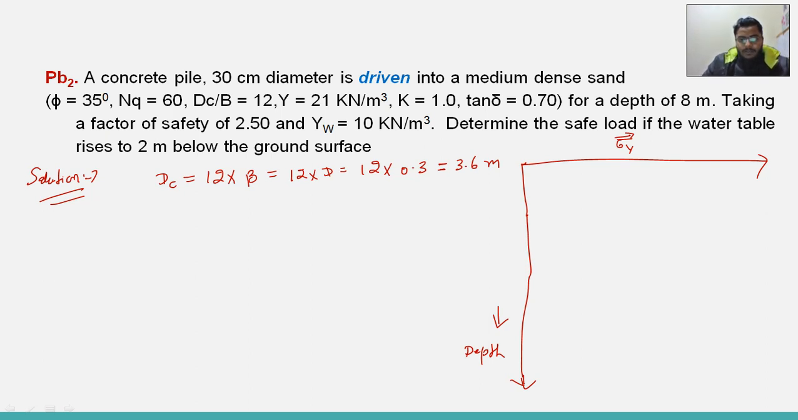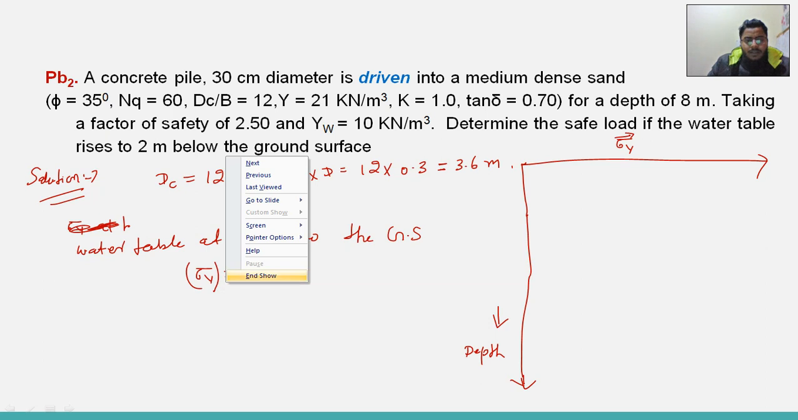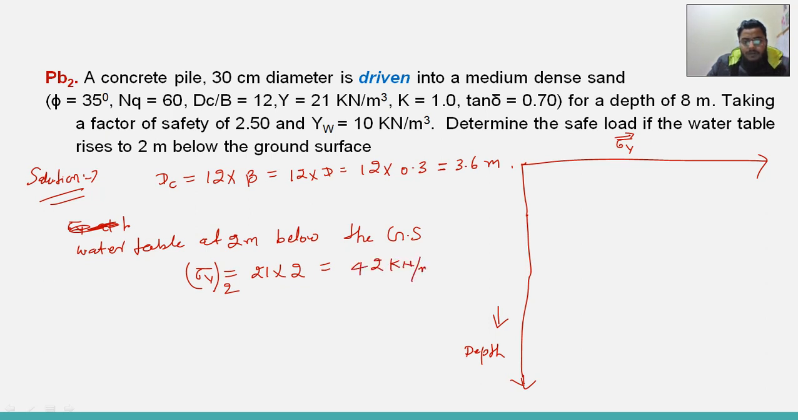Okay, so DC we got, suppose somewhere DC there. So we will calculate, up to the depth of DC, what will be the vertical pressure. First we will calculate up to the water table, 2 meter below the ground surface, what will be the vertical pressure. So vertical pressure Q at water table at 2 meter below the ground surface. What is the value given? 21 into 2, right? So it would be 42 kilonewton per meter square.